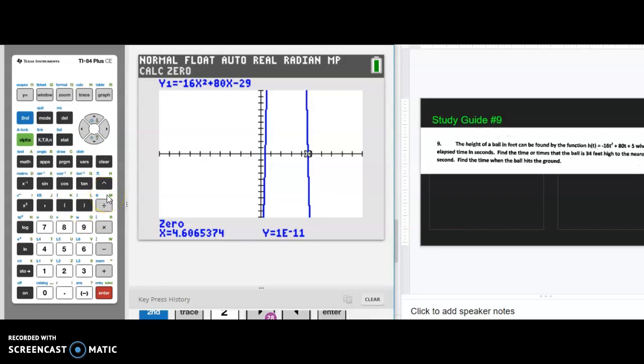And the time that it hits the ground was our original second 0, which was 5.06.